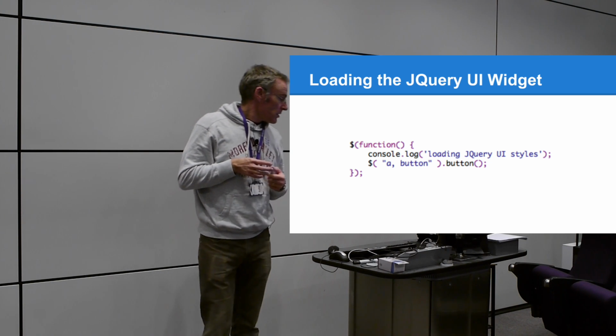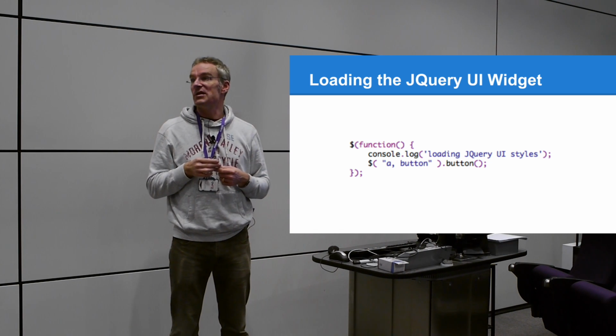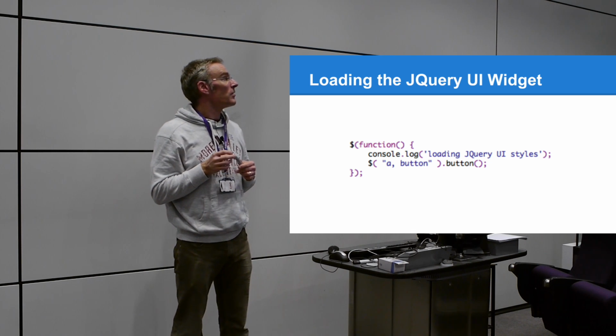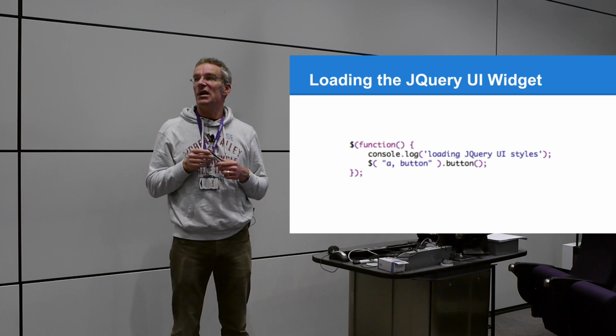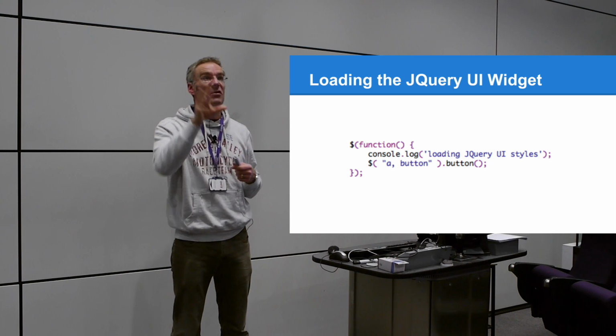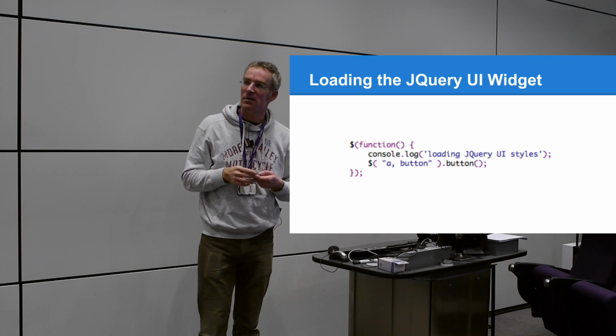And that's it. So I've said if it's an A tag or a button tag, there's my selector, then apply the button method. And that will turn my link into a nice JavaScript button, a nice jQuery UI button. So nice and easy, a nice simple way of achieving this.